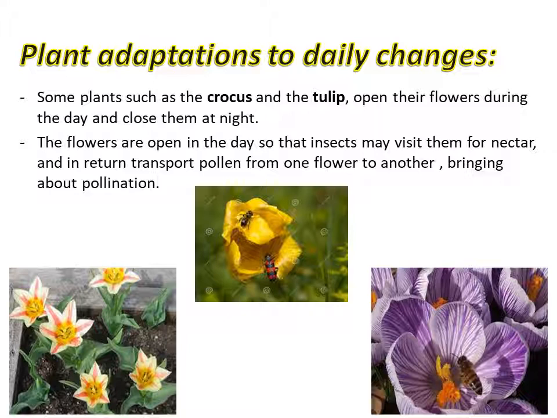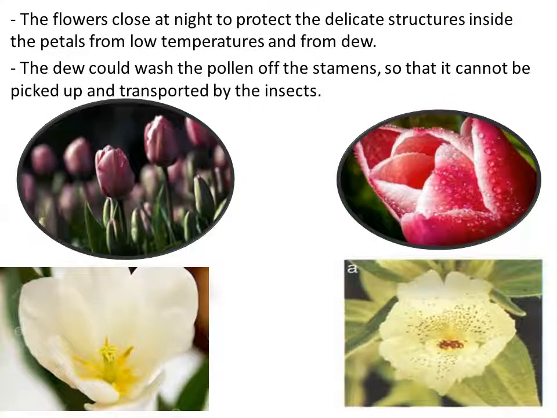Why during the day? In order to let the insects visit them for the nectar. And as we know, when the insects come, they take the pollen with them. Then they will give it to another flower. And this is how pollination happens. The flowers close at night to protect the delicate structures inside the petals from low temperatures and from dew.